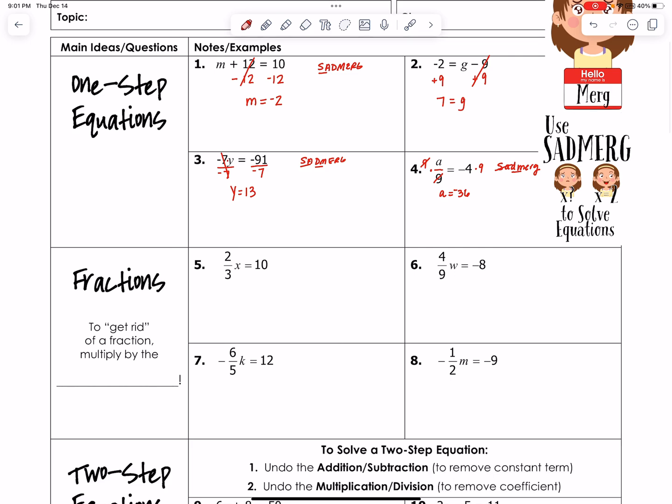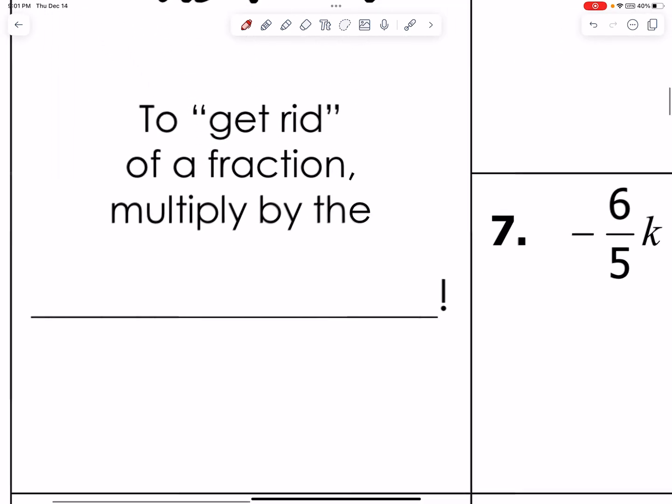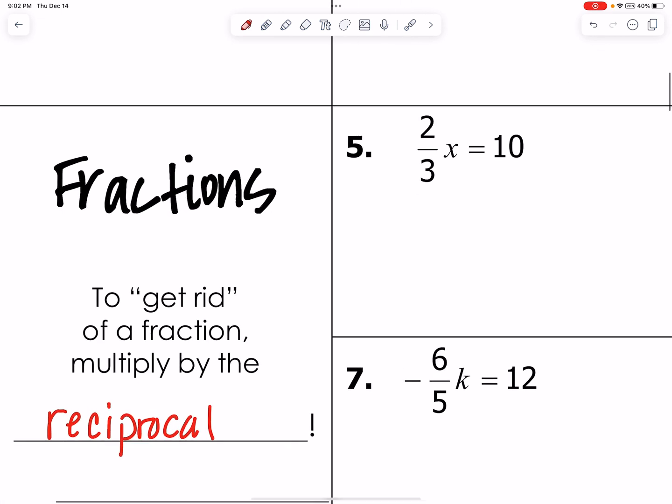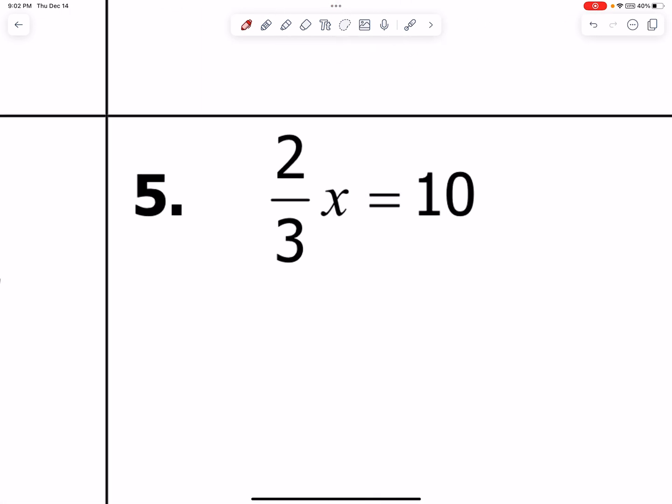So now we're going to deal with fractions. Okay. So right here it says to get rid of a fraction, multiply by the, do you know what I'm going to write? Reciprocal. Multiply by the reciprocal. Okay. All right. So let's go ahead and take a look at number 5.